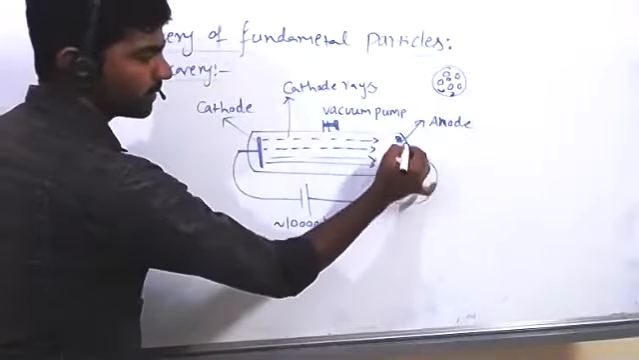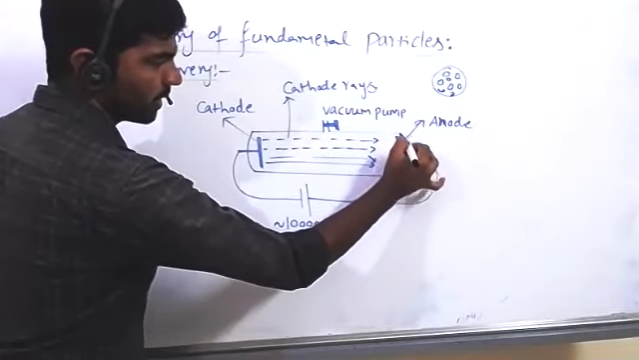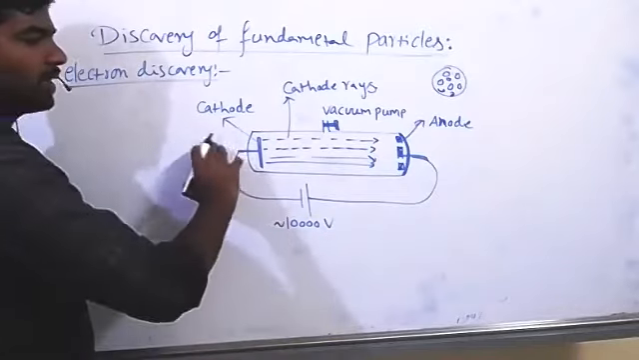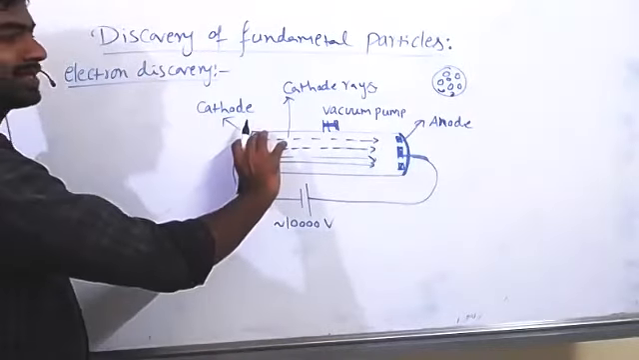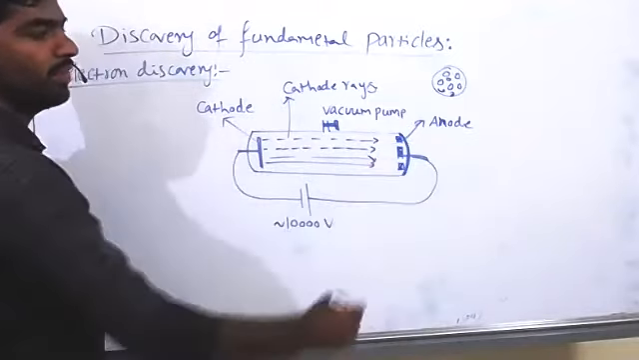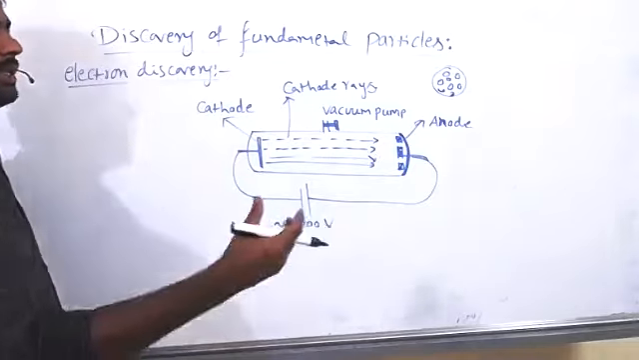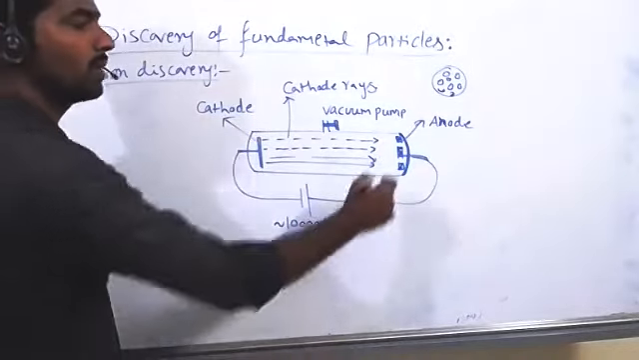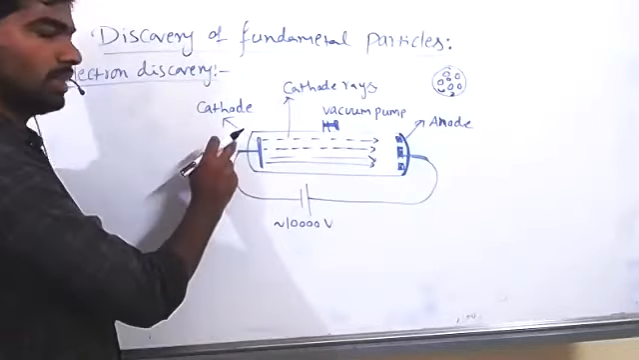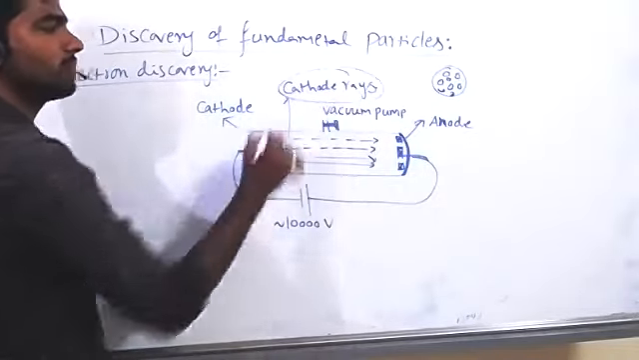Behind the anode plate, the glass wall is coated with a fluorescent material. Some invisible rays come from the cathode by supplying high voltage, and these rays pass through the holes of the anode. When these rays strike the glass wall coated with fluorescent material, they produce a faint greenish glow. So this represents that some particles or rays are coming from the cathode side and passing through the holes. Further, they were named cathode rays.